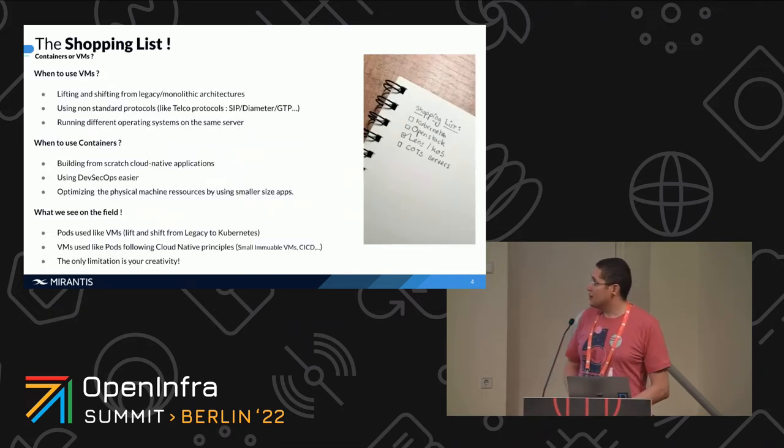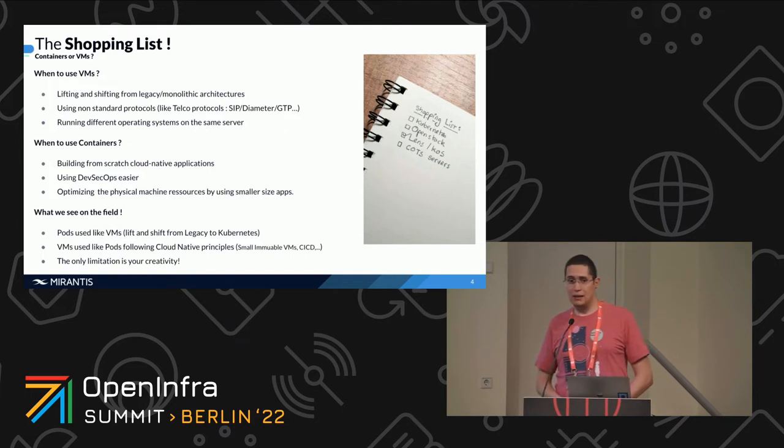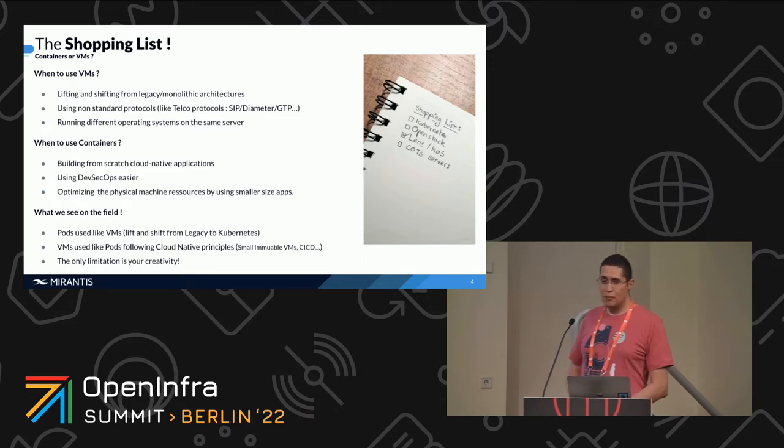So the shopping list. Basically, we have met with a lot of customers, and a lot of them are using VMs or containers, or both of them. Of course, we have other solutions, but this is what we see the most. Usually we use VMs when we have a lift and shift. Customers have servers and they just want to optimize them, so they move everything to VMs, lift and shift, without doing anything. It's minimum effort, right? And it works very well.